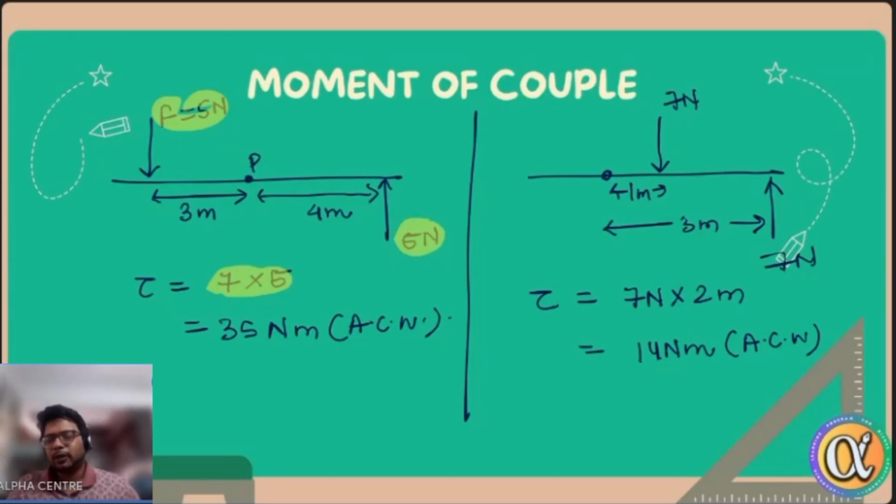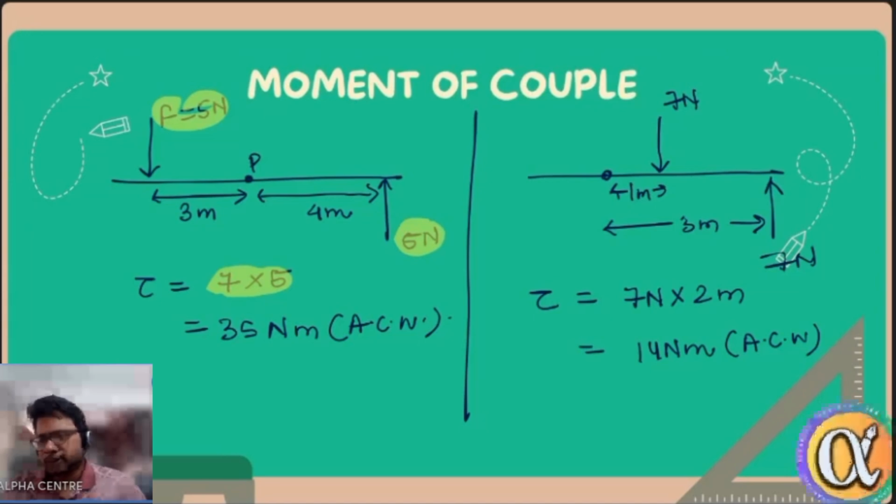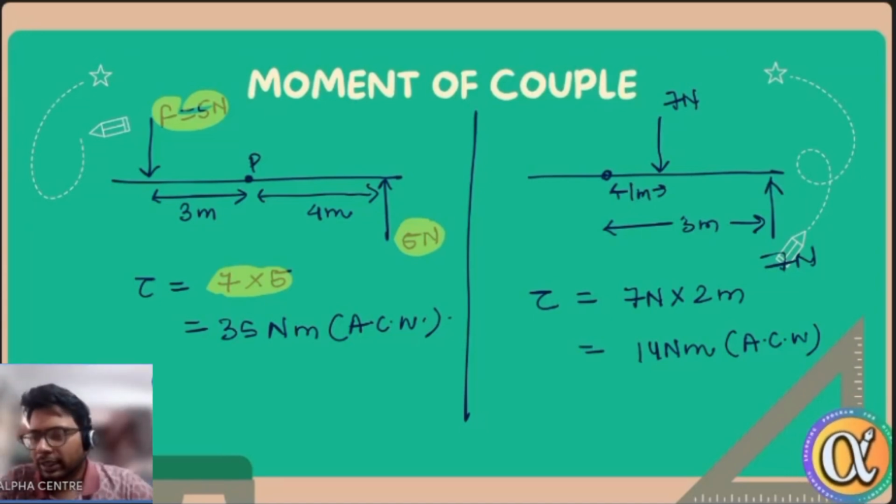A couple is just a special case where two opposite, equal forces act on a body which is pivoted at a point, but not along the same line. If they act along the same line, they will cancel out each other. Then there is no moment of the couple.